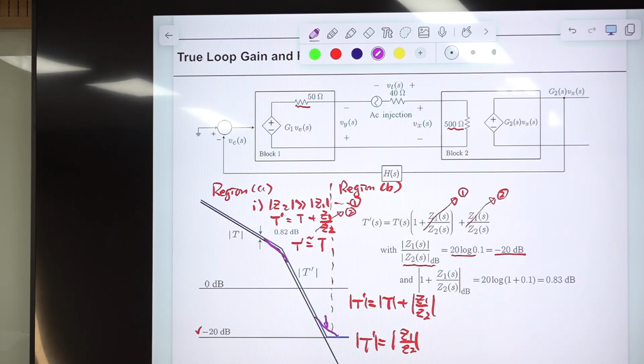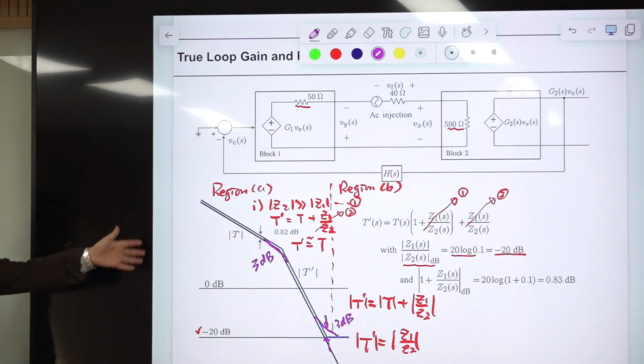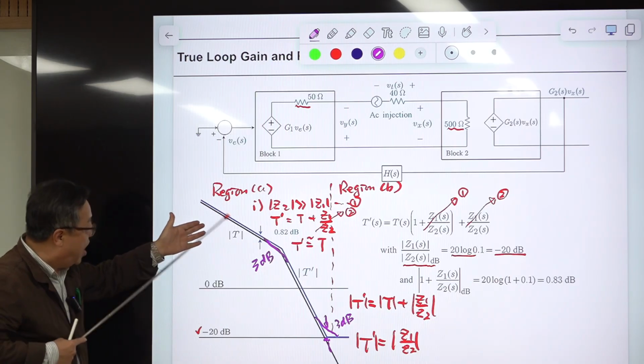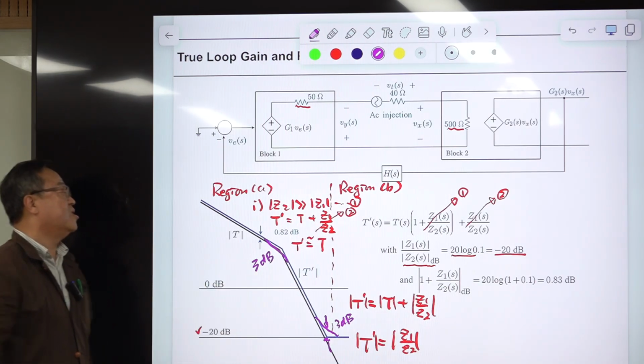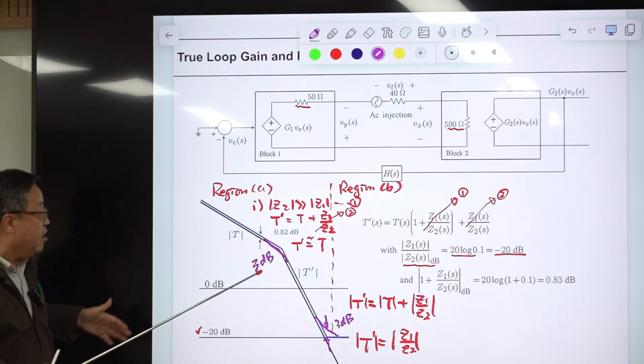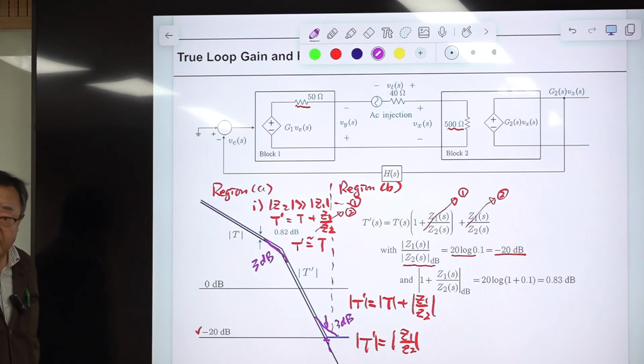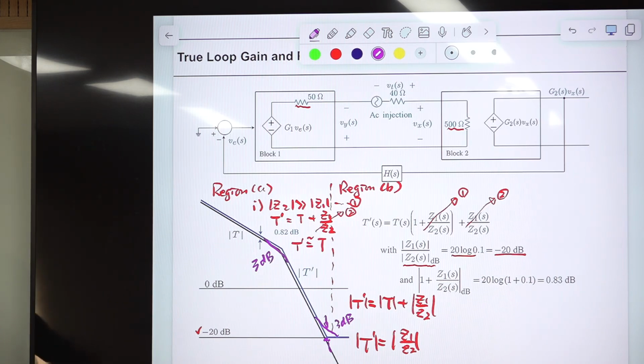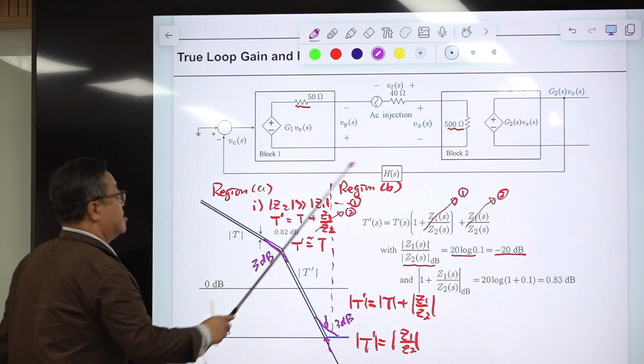So the deviation between two curves is 30 dB and 30 dB, okay? This won't be necessary, but this is possible. So you think this is the very close estimation of true loop gain, but there is just some inherent error between this and this, okay? But still, this explains the principle of evaluation or prediction of pseudo loop gain using this setup.